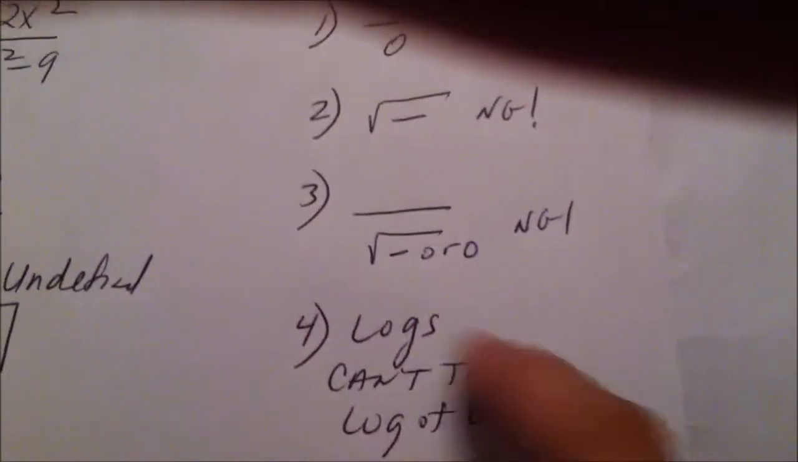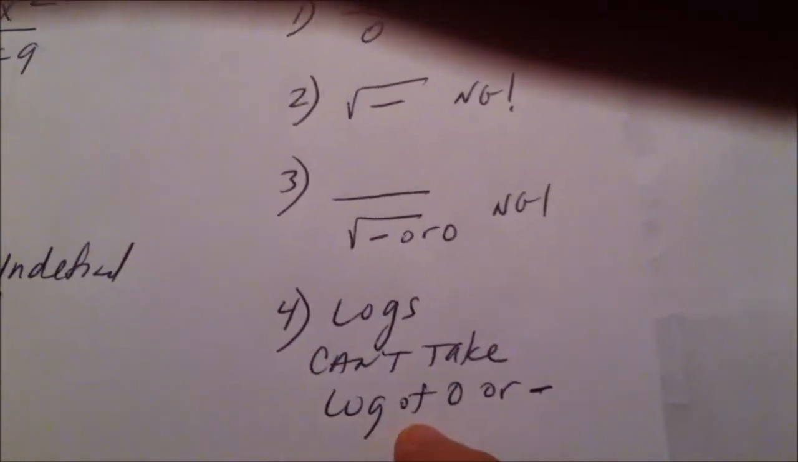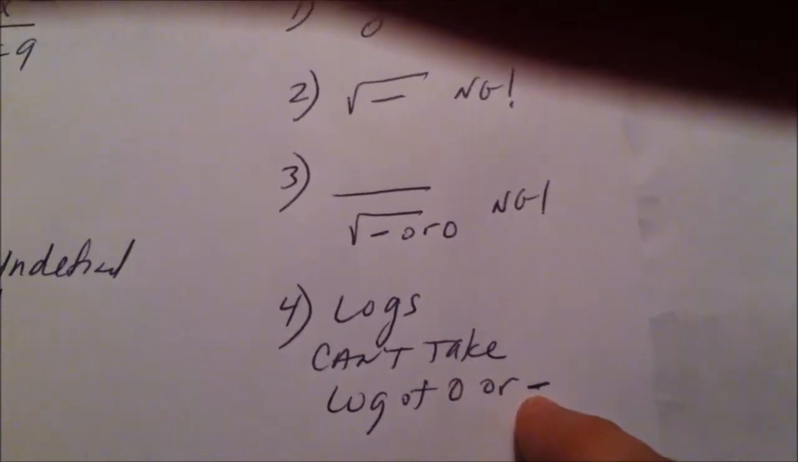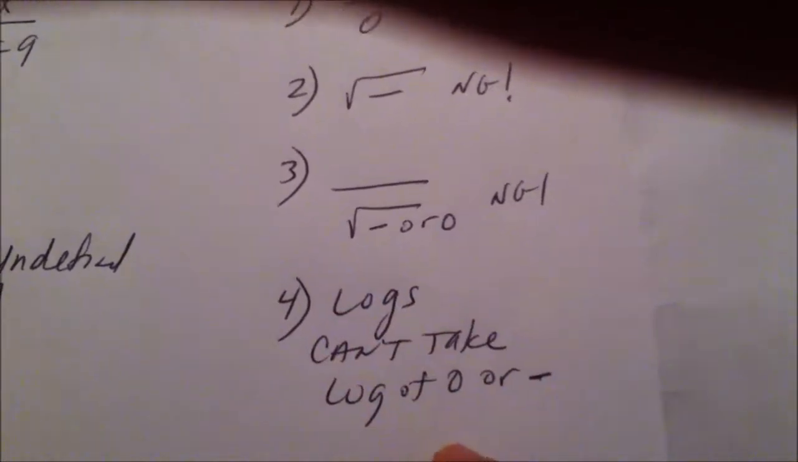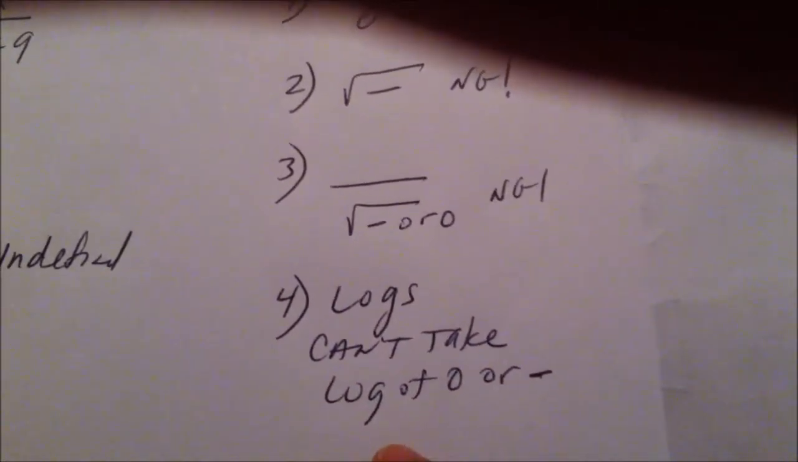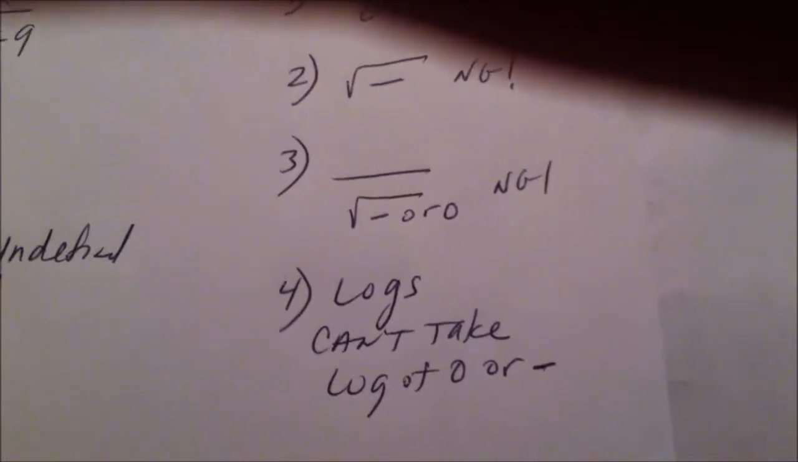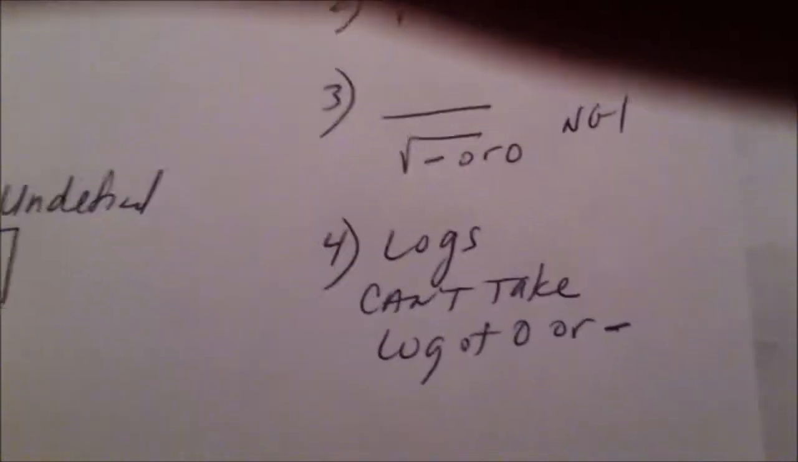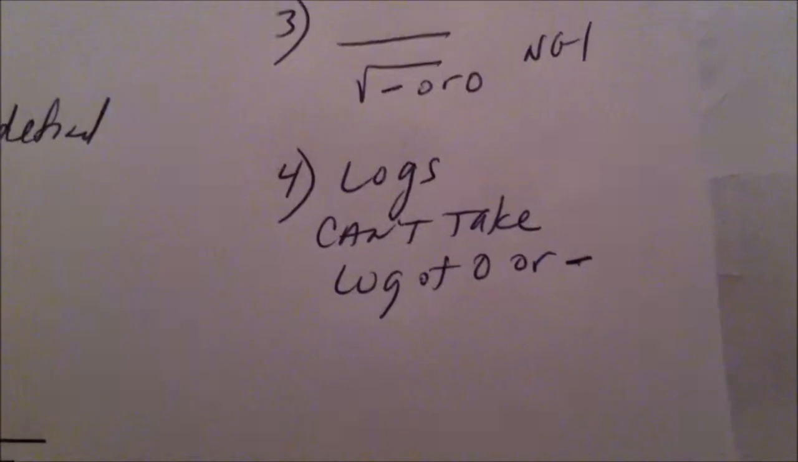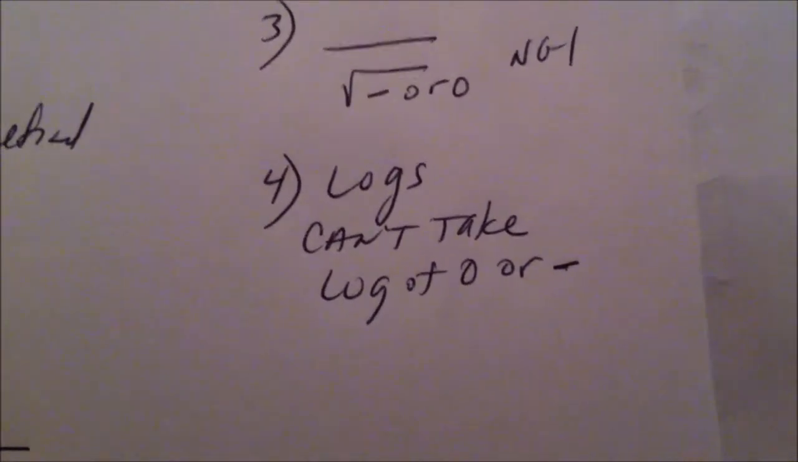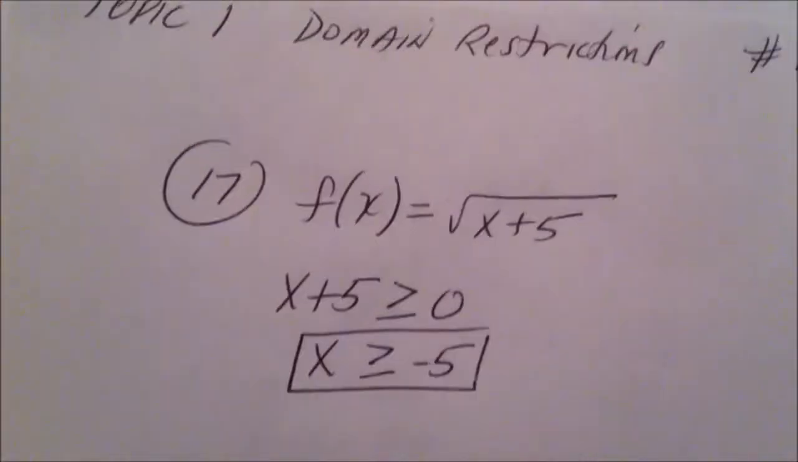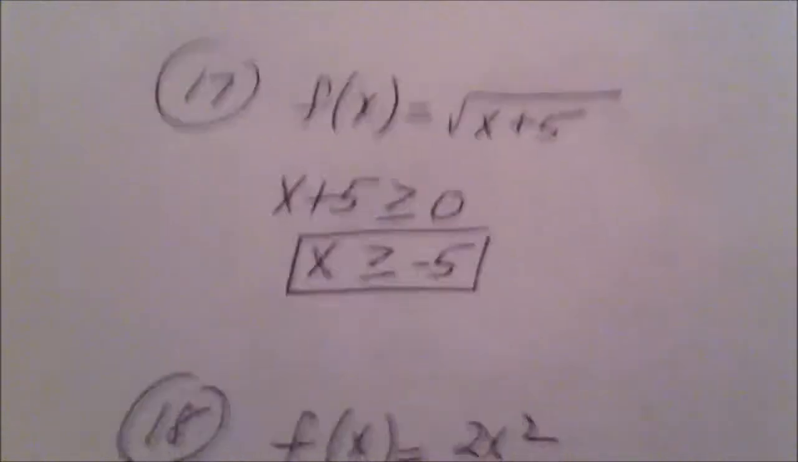The last thing that wasn't reflected on the sheet, that you should know, is that you can't take the log of 0 or a negative. So whenever you're solving a log equation, plug it back into the original. If you do it with the calculator, it will say a non-real answer if it's not in the domain. So number 17, the answer was x is greater than or equal to -5.